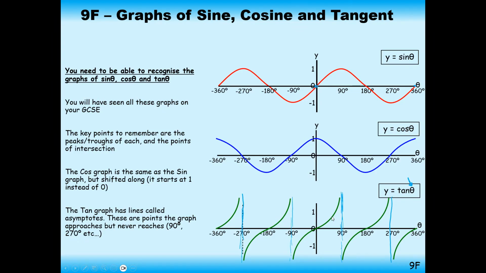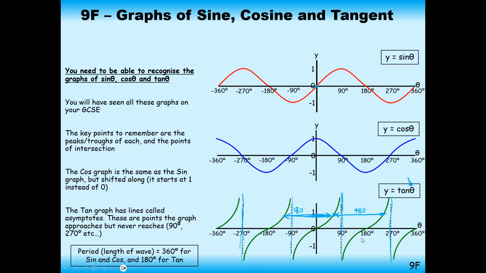So make sure you remember where the vertical asymptotes are, and remember that tan repeats itself every 180 degrees. So if we go 180 degrees forward, that y value is the same as that y value there. So it's important you remember it repeats itself no matter what. Always just adding or subtracting 180 degrees to the angle will leave tan unchanged.